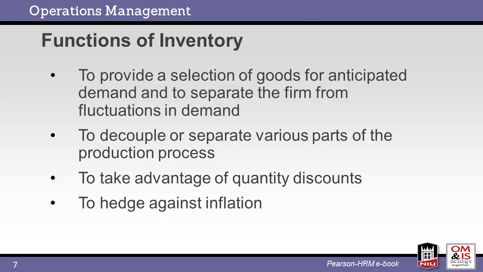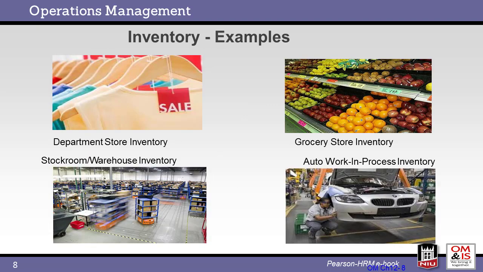On-hand inventory provides a selection of goods for customers when demand fluctuates. Inventory is also used to decouple parts of the process that are not in full alignment. Inventory helps remediate bottlenecks. Inventory allows us to take advantage of quantity discounts and hedge against inflation. The top two examples of inventory facilitate customer selection, while the bottom two examples support the production process.